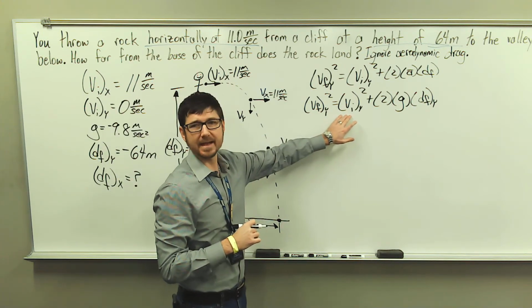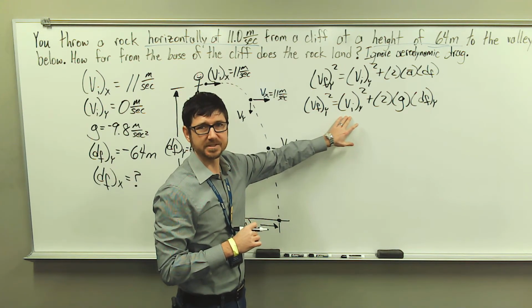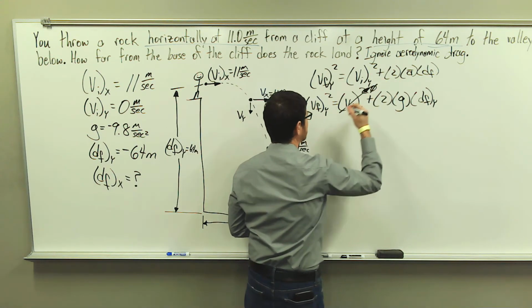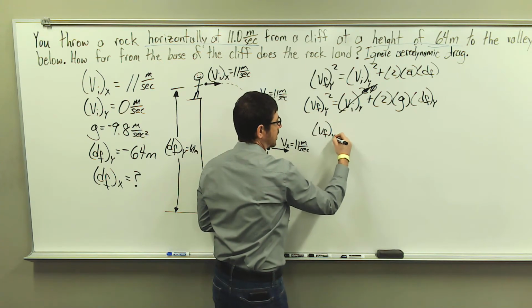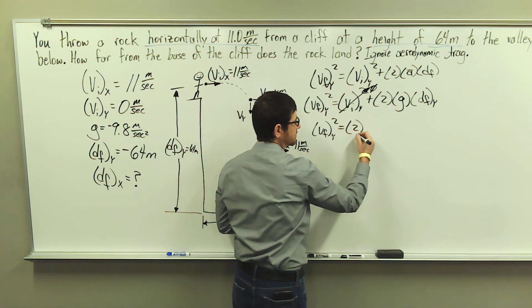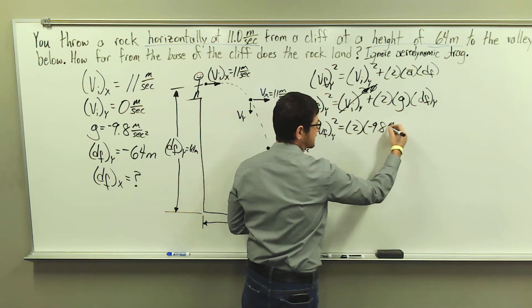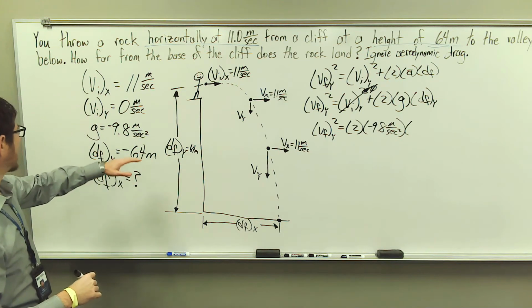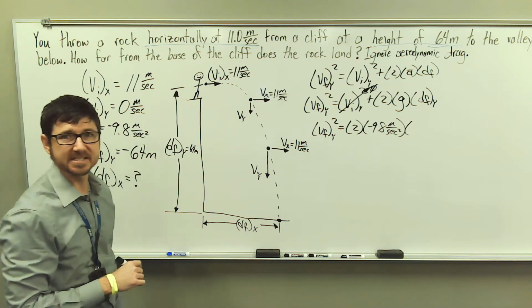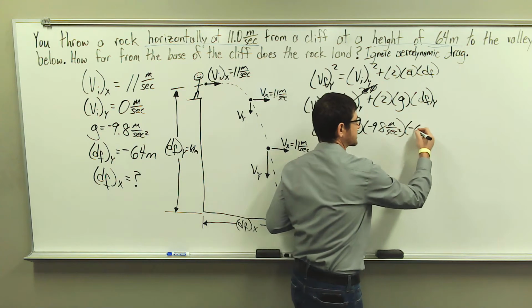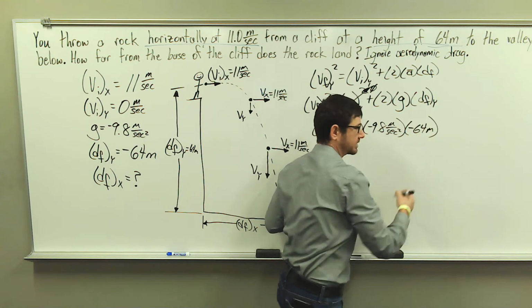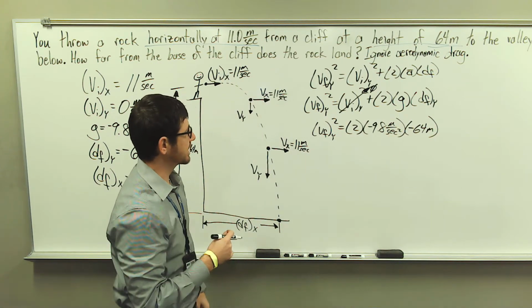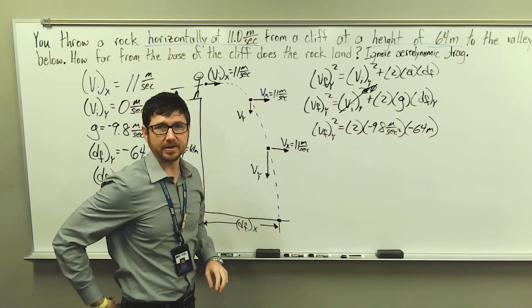Now, we know that our initial velocity in the y direction is 0. So we can go ahead and get rid of this. This guy goes to 0. We have final velocity in the y direction squared is equal to 2 times negative 9.8 meters per second squared, multiplied by our displacement in the y direction, which is negative 64 meters, because the rock falls down. And remember, this is displacement, so it is a vector. Okay, so let's go ahead and take out our calculator.